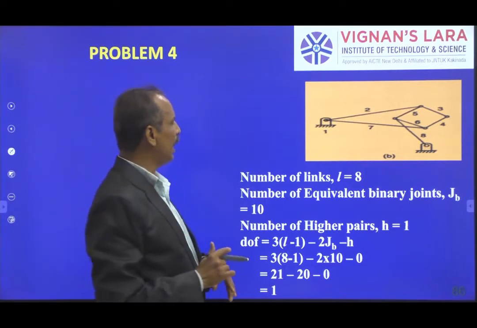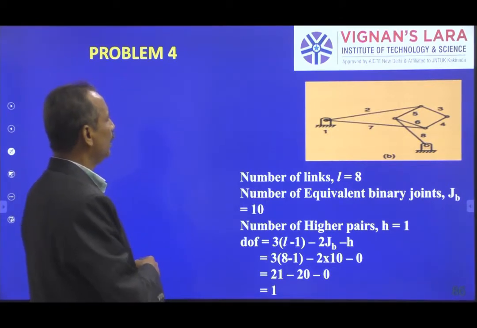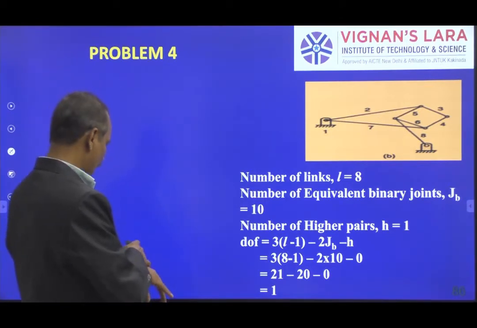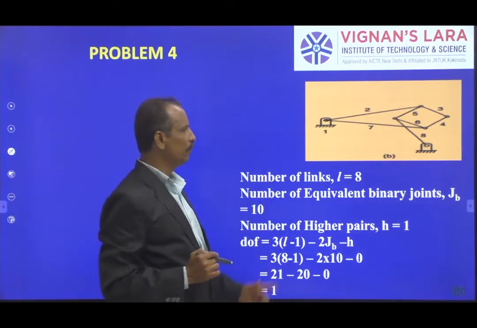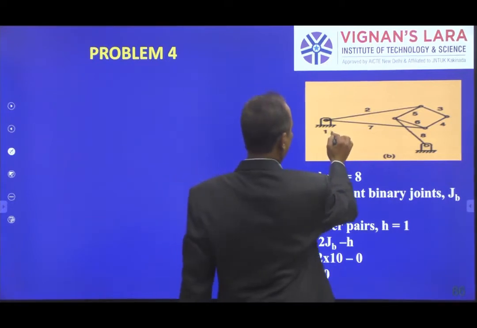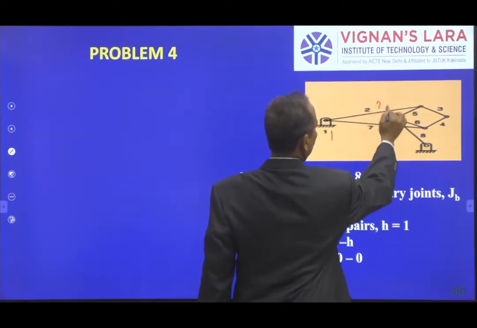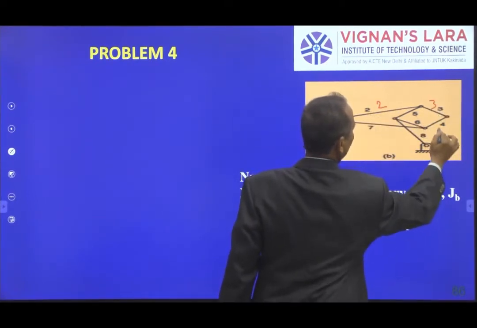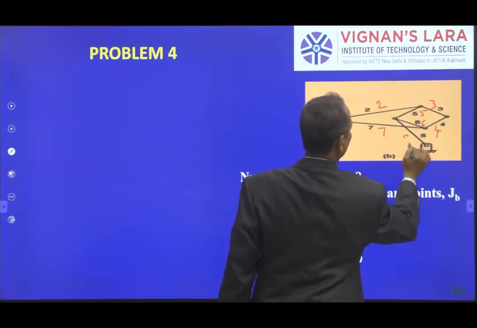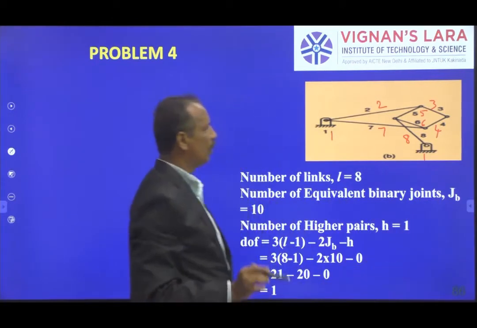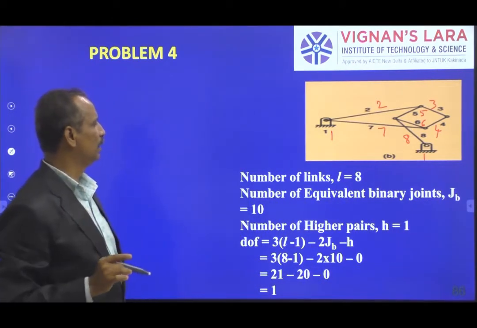Then come to the other problem where there are ternary links available. So first let us see how many number of links are there. Fixed link 1, this is the second one, third, fourth, 5, 6, 7, 8, 1 once again. All fixed links are taken as a 1.